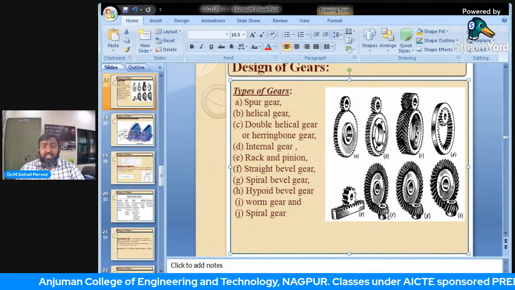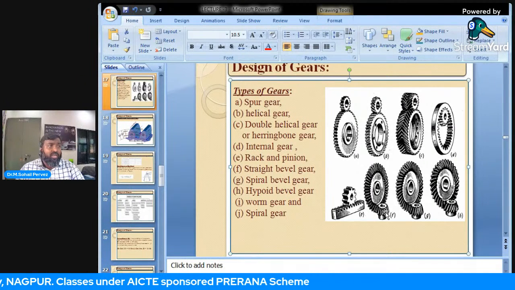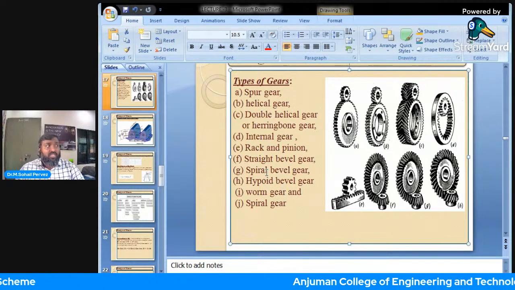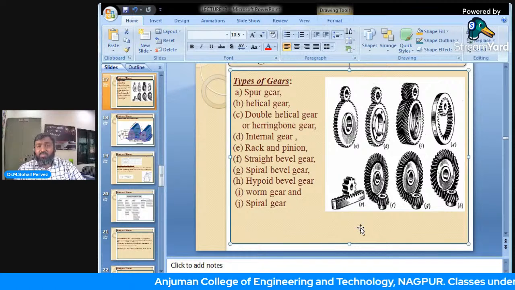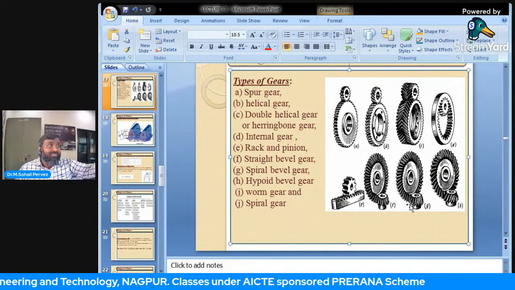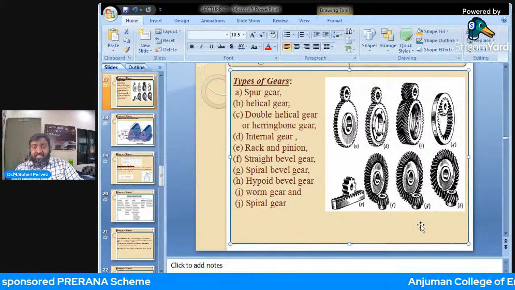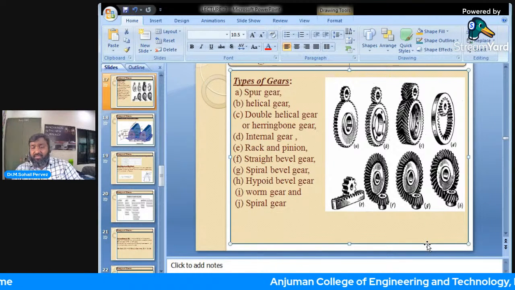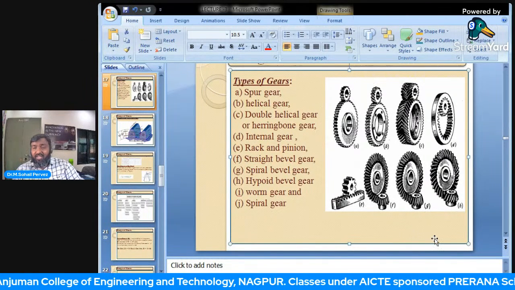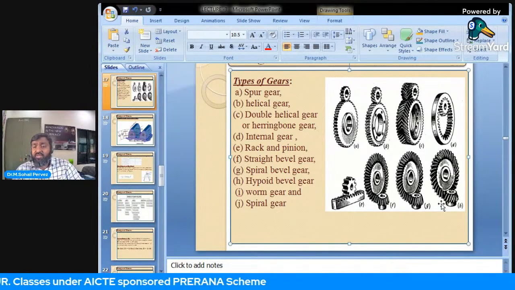F, again very important, bevel gear. These bevel gears are used to transmit power between inclined to perpendicular shafts. The next one, number G, is spiral bevel gear. The next one is hypoid. When we say hypoid, it means the orientation of the tooth is curved.